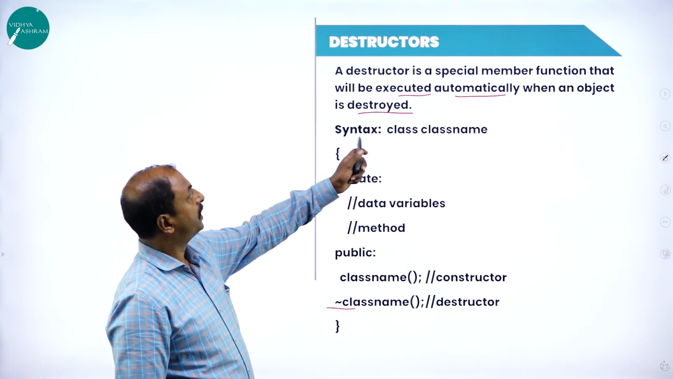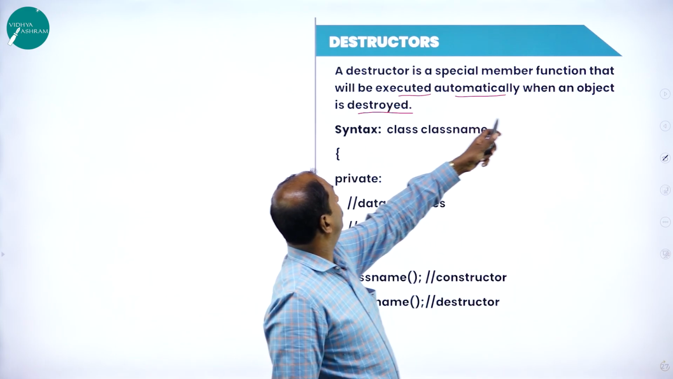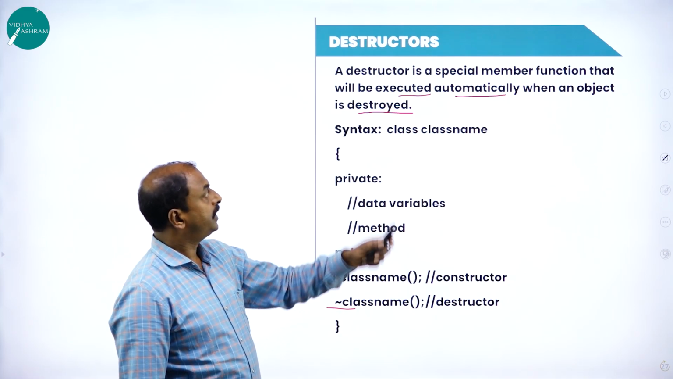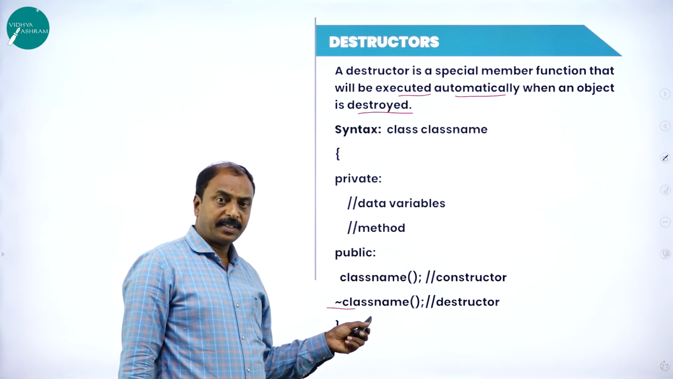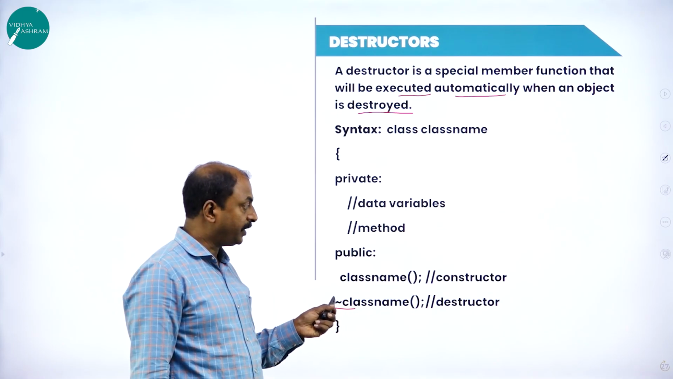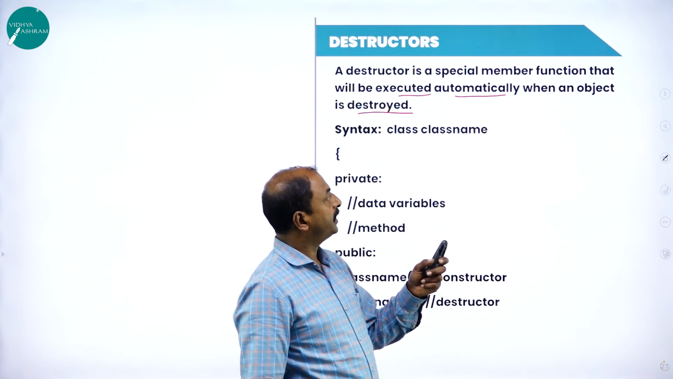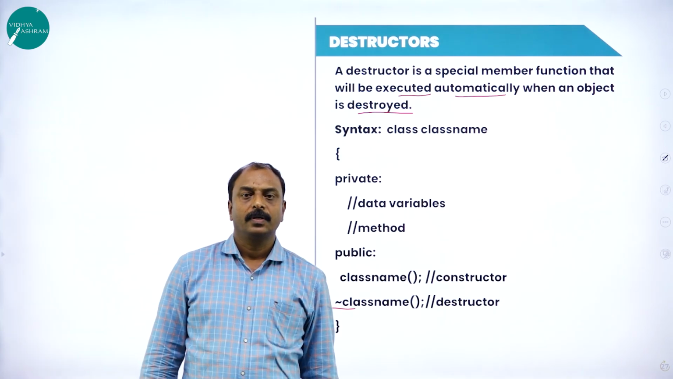So a destructor is used automatically when the object is destroyed. Here for the destructor, we use the same name as the class, but preceded by a tilde. This is the symbol that indicates a destructor. So this is the concept of destructors.